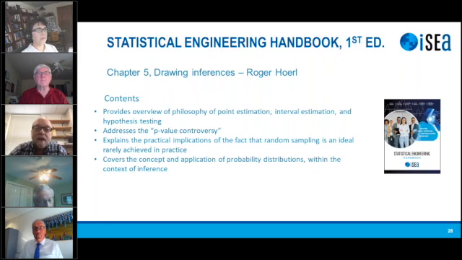It's an overview of the philosophy of point estimation, interval estimation, and hypothesis testing. We do address the p-value controversy. We explain the practical realities of the fact that random sampling isn't ideal, that's rarely achieved in practice. And then we do introduce probability distributions. It's not a text on probability. There's no urns with colored balls. It's really within the context of inference.